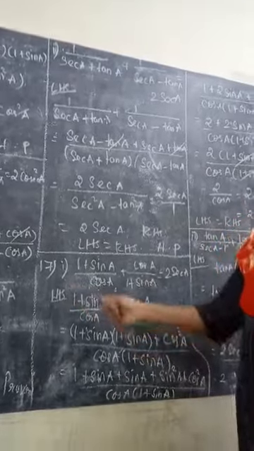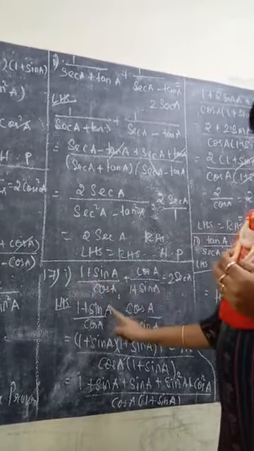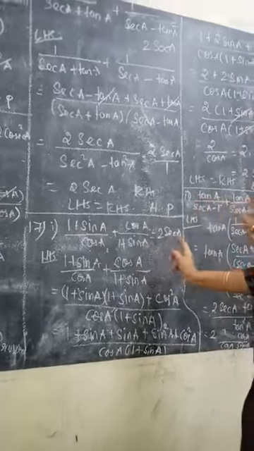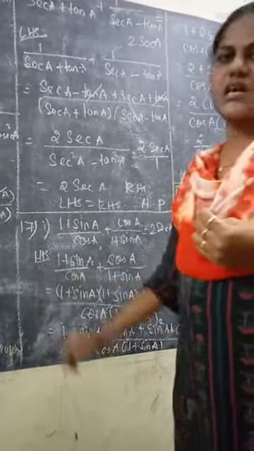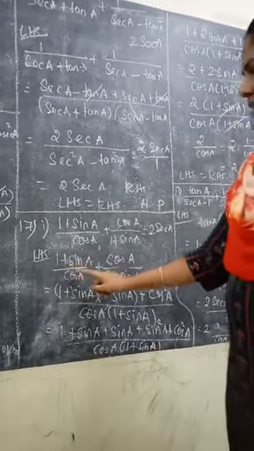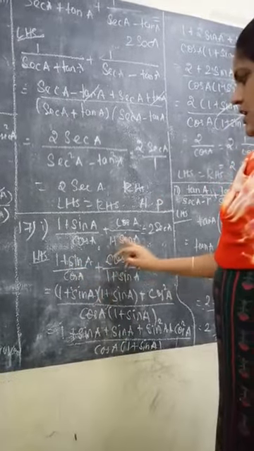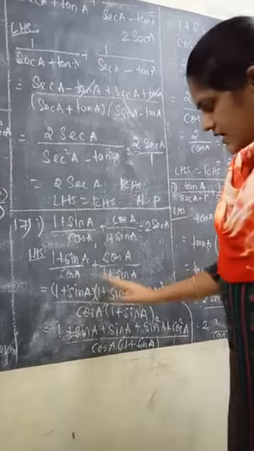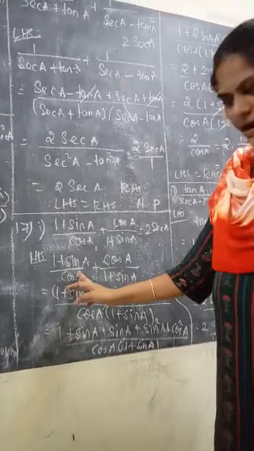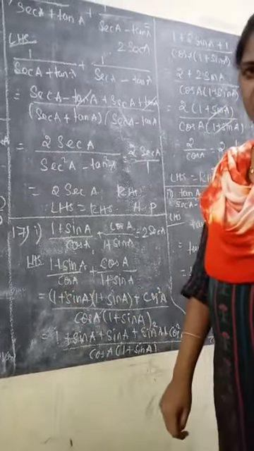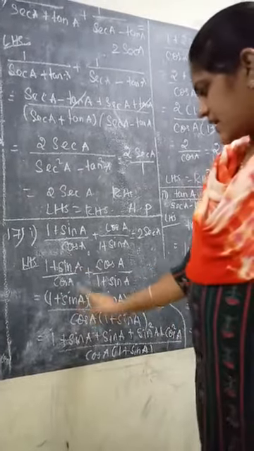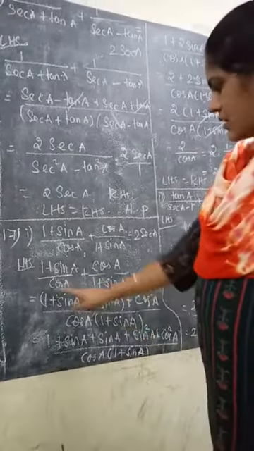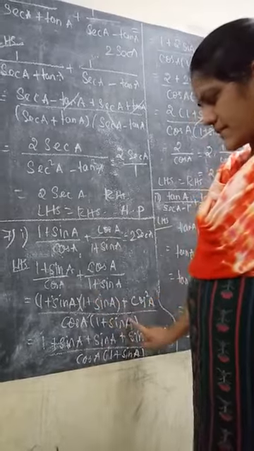17th, first sum: (1 plus sin A) divided by cos A plus cos A divided by (1 plus sin A) equal to 2 secant A. How do we prove this? First, I took the left hand side: (1 plus sin A) divided by cos A plus cos A divided by (1 plus sin A). Listen, it's a division and addition formation, so we need to do the cross multiplication. (1 plus sin A) into (1 plus sin A) plus cos A into cos A, cos squared A, divided by cos A into (1 plus sin A).